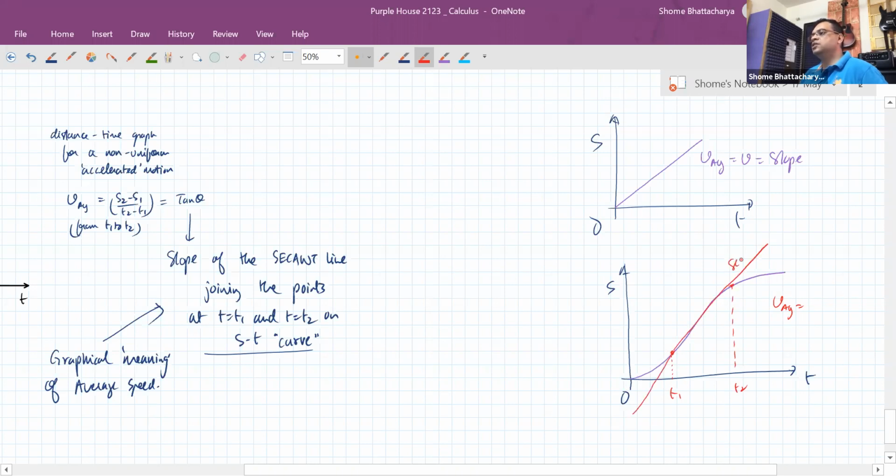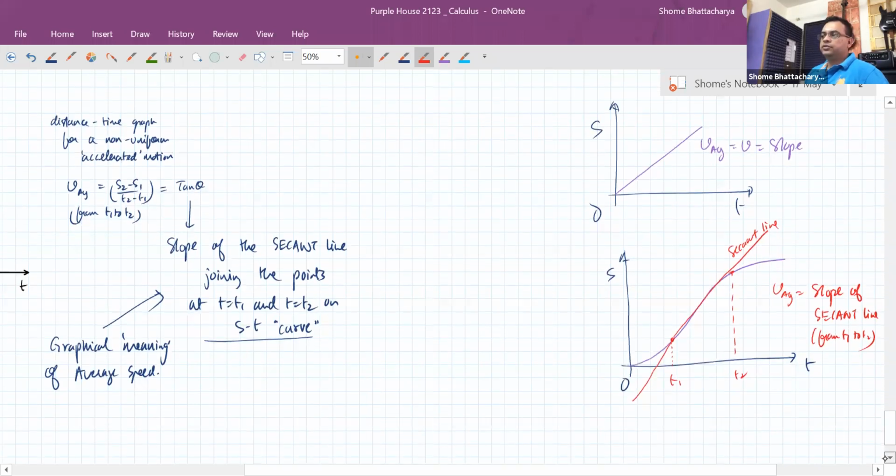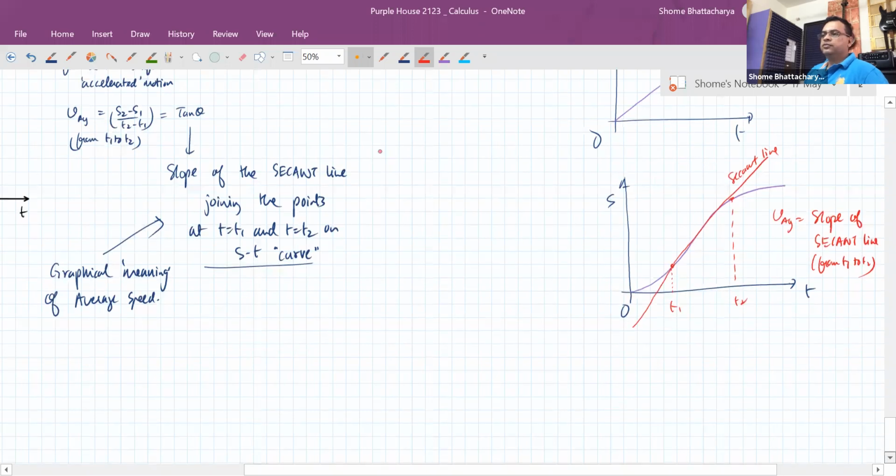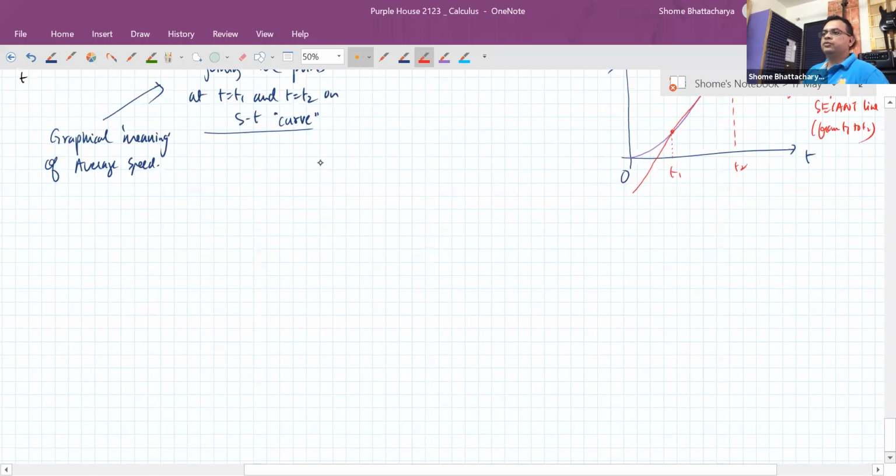So this straight line is called a secant line. It is the slope of the secant line joined between T1 and T2. So that is the general definition of average speed in terms of the graph interpretation. Okay. Now in this, let's talk about the instantaneous speed. For the same thing, what will be the interpretation for instantaneous speed?